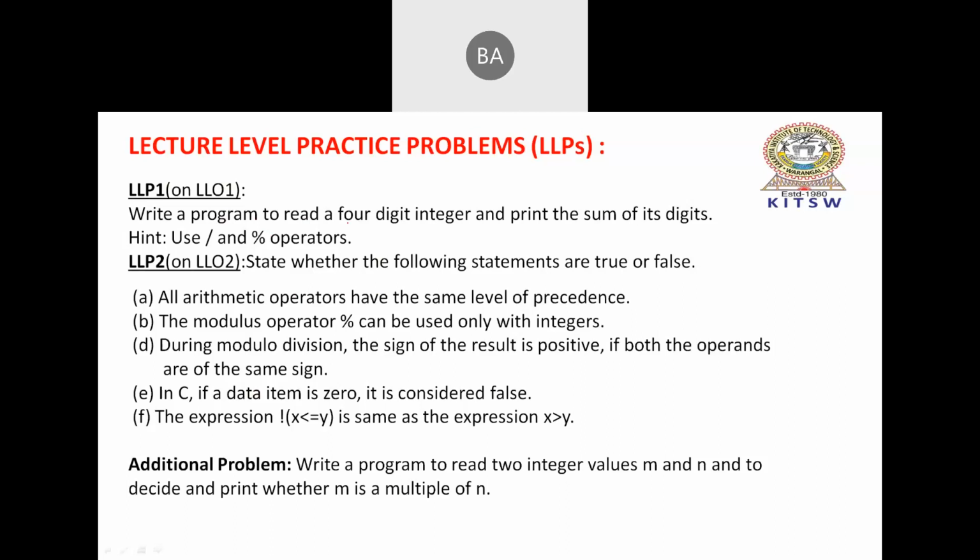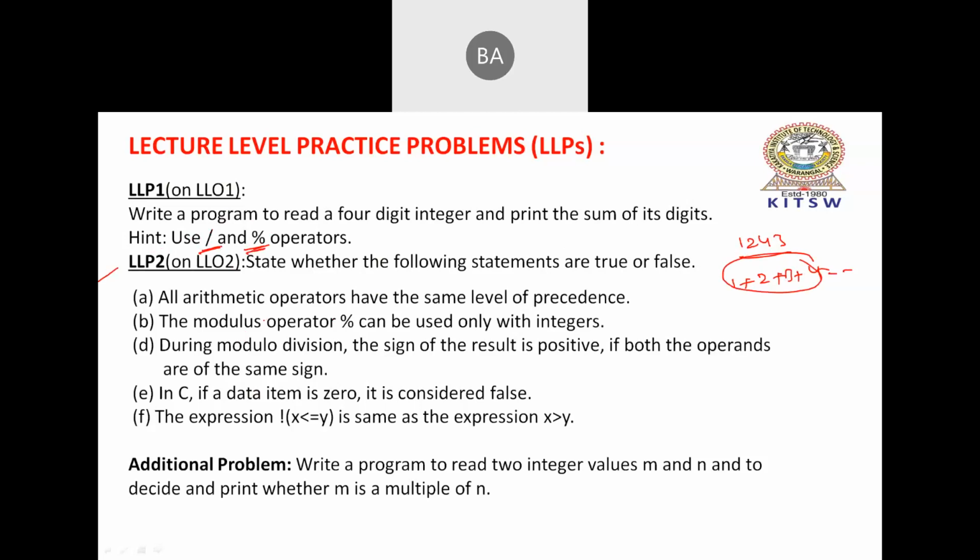Write a program to read a 4-digit integer and print the sum of its digits. So if you read a 4-digit integer, for example, what you have to do is use the slash and percent operators to extract each individual digit, and perform 1 plus 2 plus 3 plus 4, the summation of all individual digits, and get the output. So here we have given int, so you can make use of the arithmetic operators, the division operator and the modulo operator. Then this is another important problem, lecture level practice problem 2.